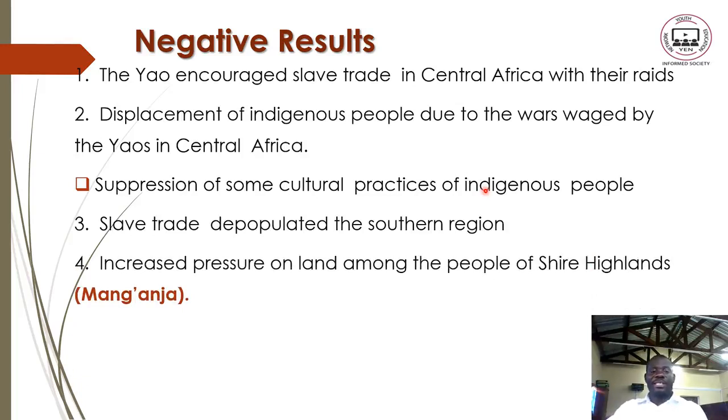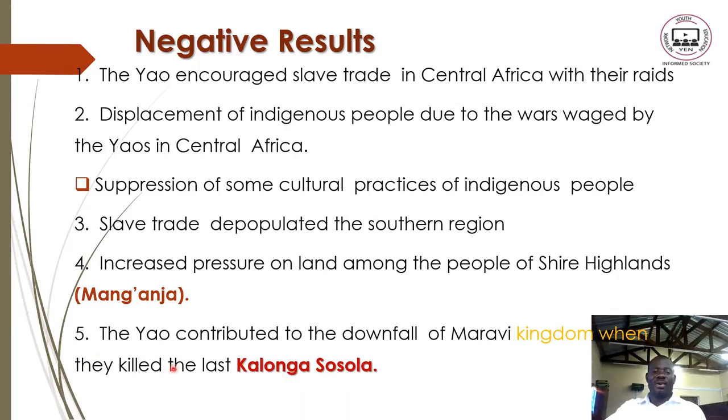And also it increased the pressure on land among the people of the Shire Highlands, especially the Manganja. So when the Yao came in their groups, therefore they increased the pressure on land. As a result, the people of the Shire Highlands were now really at risk of pressure on land. They were scrambling for the land.